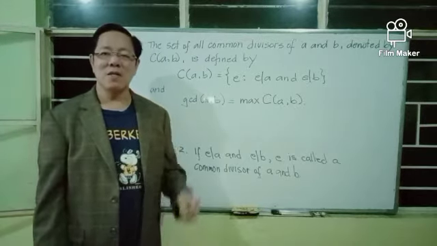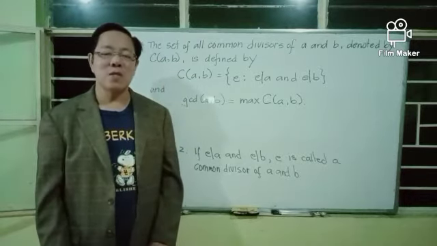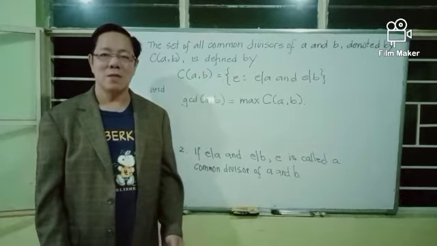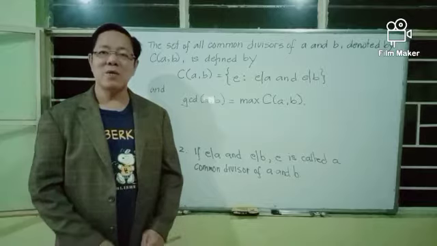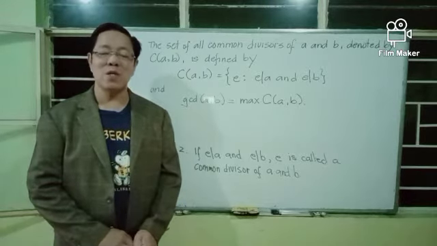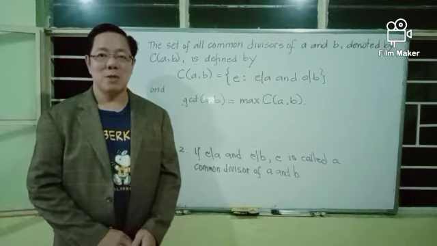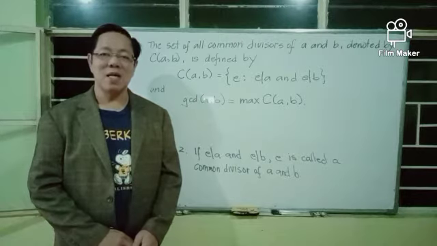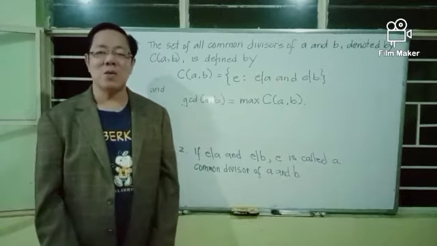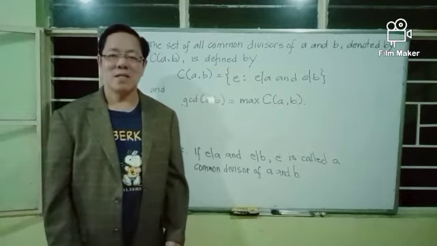Now we consider the greatest common divisor of 0 and 0. In the definition earlier, we said that A is not equal to 0 or B is not equal to 0, which means that A and B cannot be both 0. So now suppose that A is 0 and B is 0. What would be the greatest common divisor of 0 and 0?